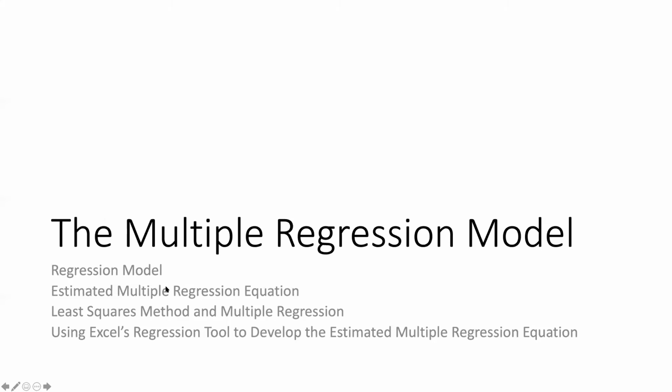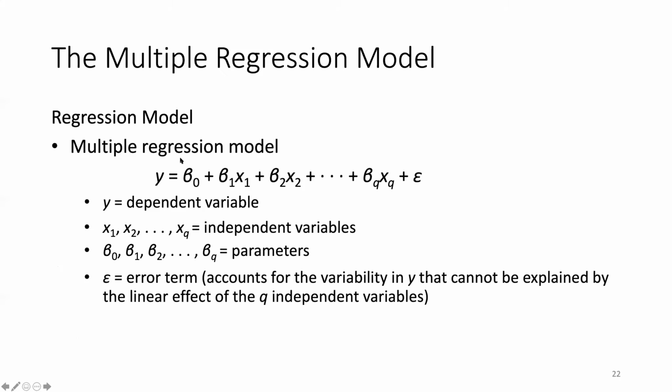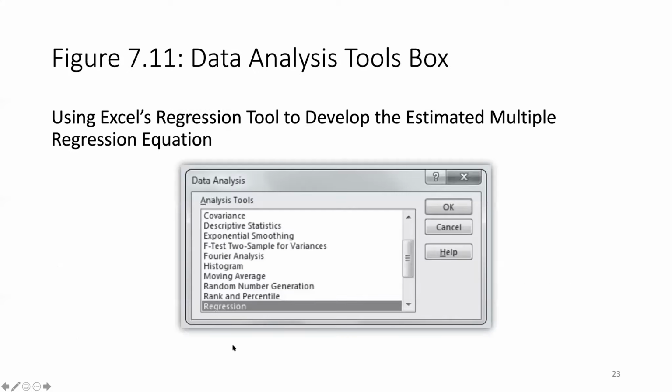Okay, so a couple things here. Now look at the equation. This is the intercept again. This is the slope on the first variable. This is the slope on the second variable, and so on for as many variables as you have. And then you also have the residuals, the error terms that you want to look at. Okay, so there's the regression feature in Excel.